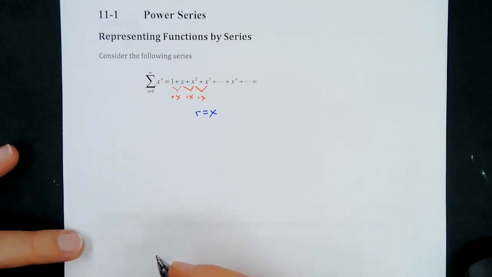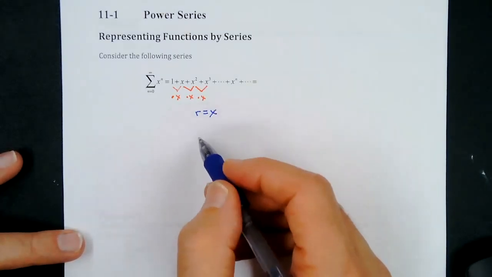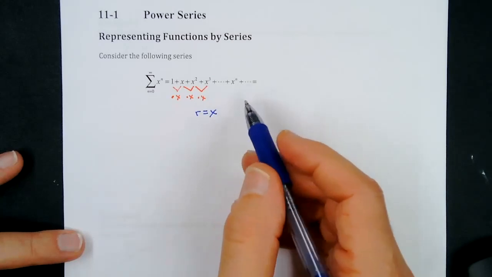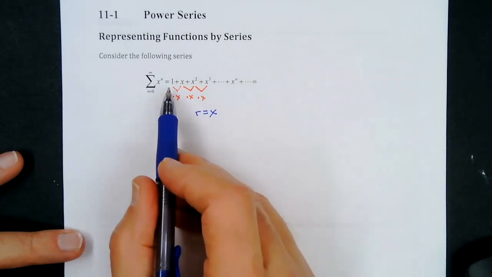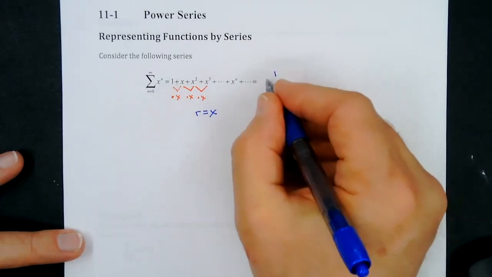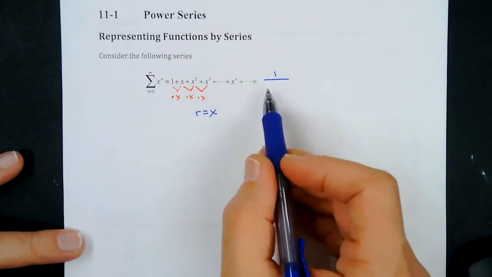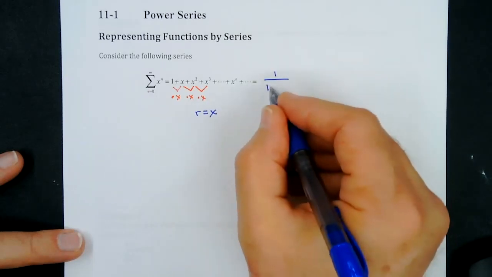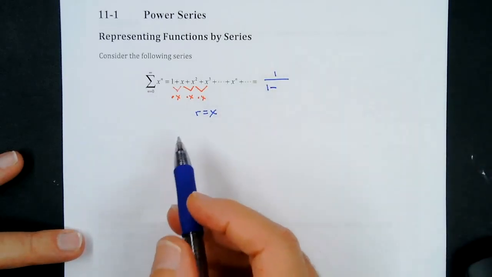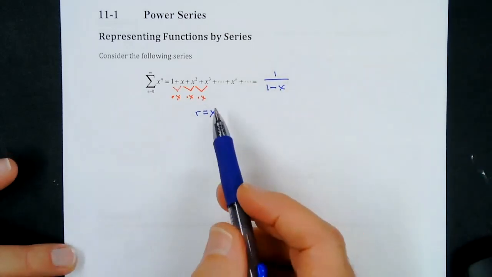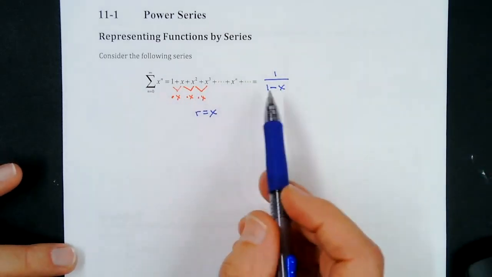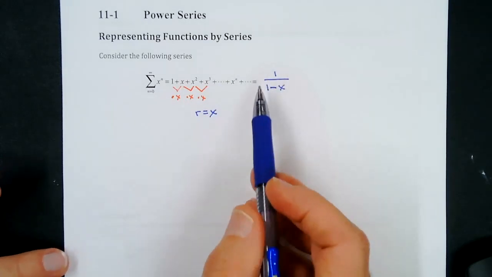Under certain circumstances, we know we can find the sum for a geometric series. It's the first term, which in this case would be 1, over 1 minus our r value, which in this case is x. So what this series is representing is this function right here.